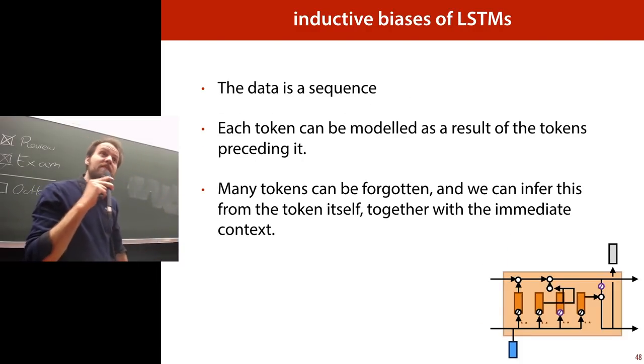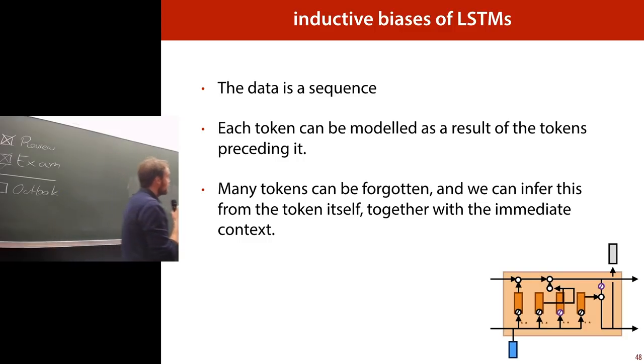If you look at LSTMs, they also have fairly clear inductive biases. So firstly, we assume that the data is a sequence. That's the shape we assume on our data. We assume that each token of that sequence, each word in the sentence, can be modeled as a result of the tokens preceding it. So not only is it laid out like a sequence, we also assume that there is this strong sequential relationship, this sort of strong arrow of time to the data, where every part of the sentence follows naturally from the parts preceding it.